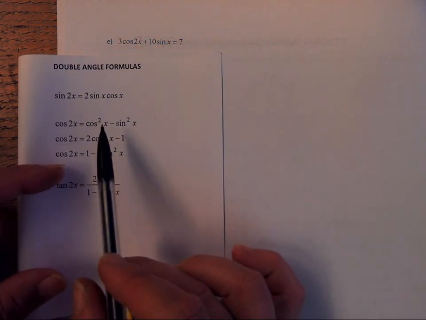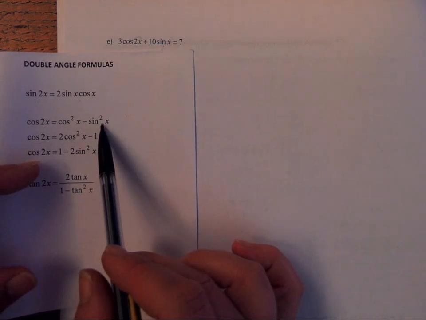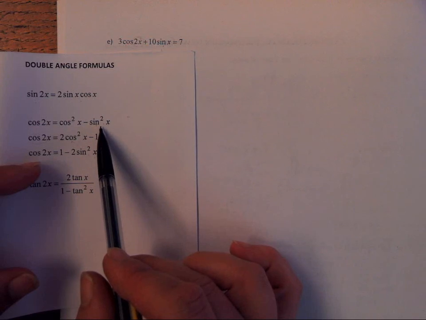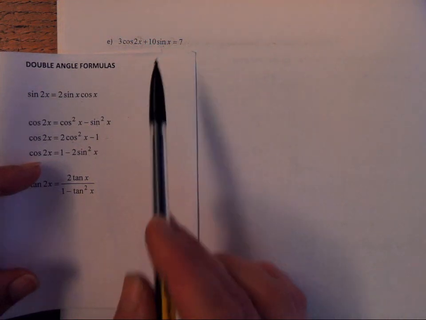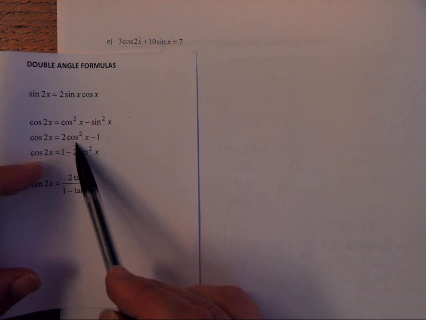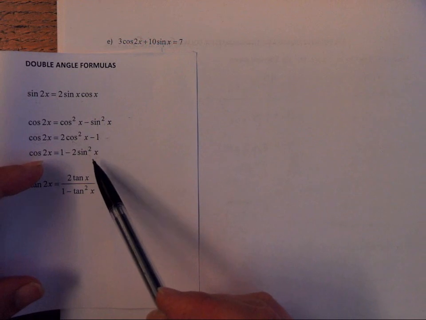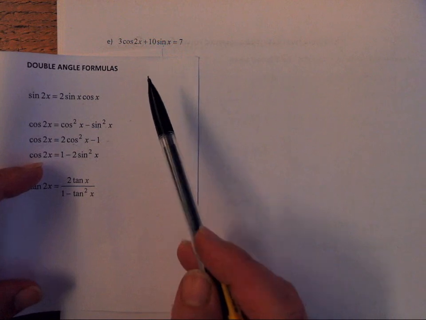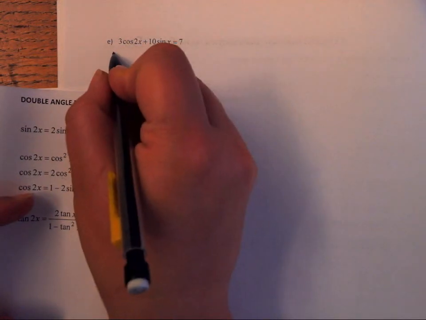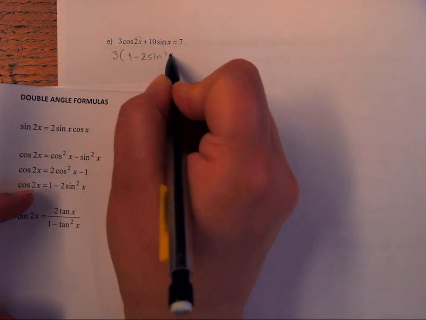Cos 2x has three formulas again, but which one should we use here? If we use the first one, then we will have cos square x, sine square x, and sine x. Looks like not very good, right? If we use the second one, then we will have cos square x and sine x. No. If we use the third one, we will end up with sine square x and sine x. Then we can do something. So let's do that. We are going to replace cos 2x by 1 minus 2 sine square x.